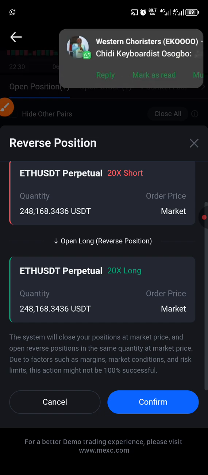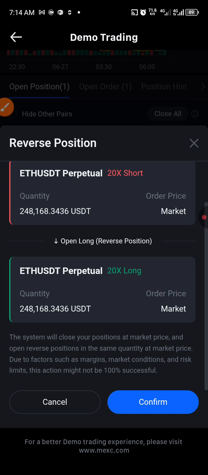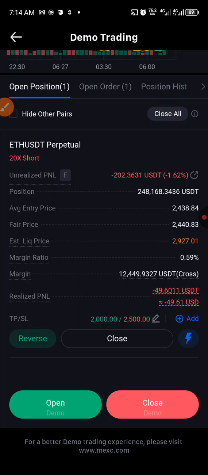But remember that the market can change at any time. If it changes and starts going against you in the other order, that means you will be at a loss. So that's all about futures trading.